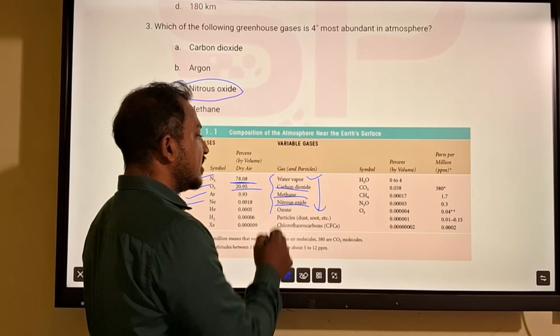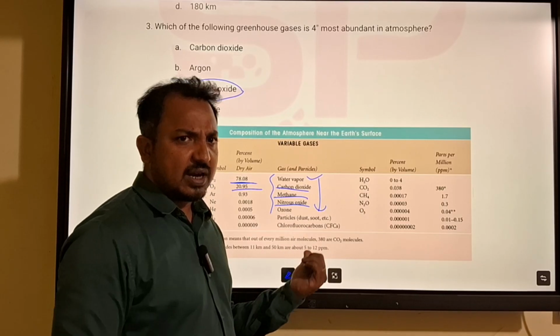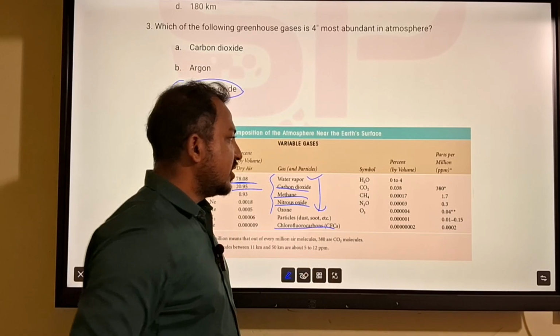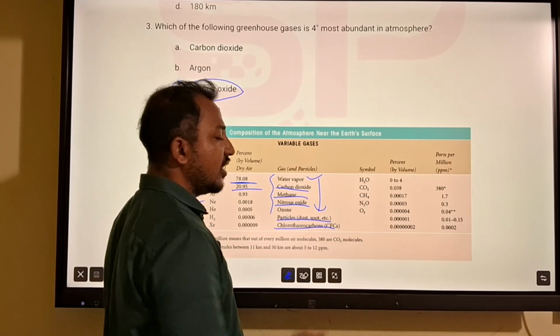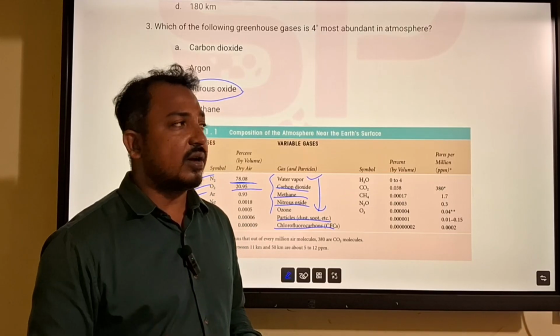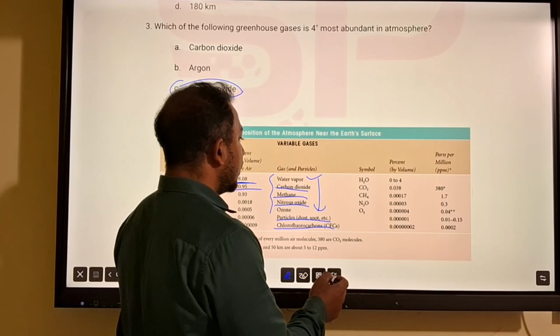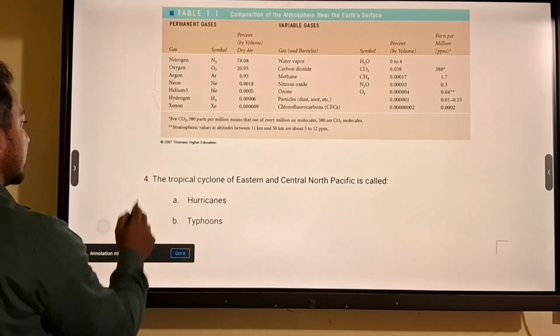Then variable gases change with time and location. These are water vapor, carbon dioxide, greenhouse gases, CFC. Another is dust particles and aerosols, which also help to form clouds. So the answer will be nitrous oxide. It is the fourth most abundant greenhouse gas.